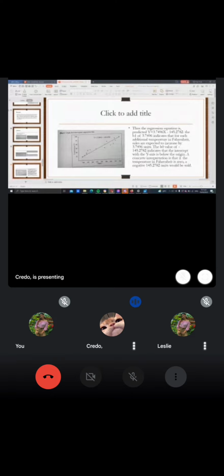The b sub 1 of 3.7496 indicates that for each additional temperature in Fahrenheit, sales are expected to increase by 3.7496 units. The b sub 0 value of negative 145.2782 indicates that the intercept with the y-axis is below the origin. A concrete interpretation is that if the temperature in Fahrenheit is 0, negative 145.2782 units would be sold.